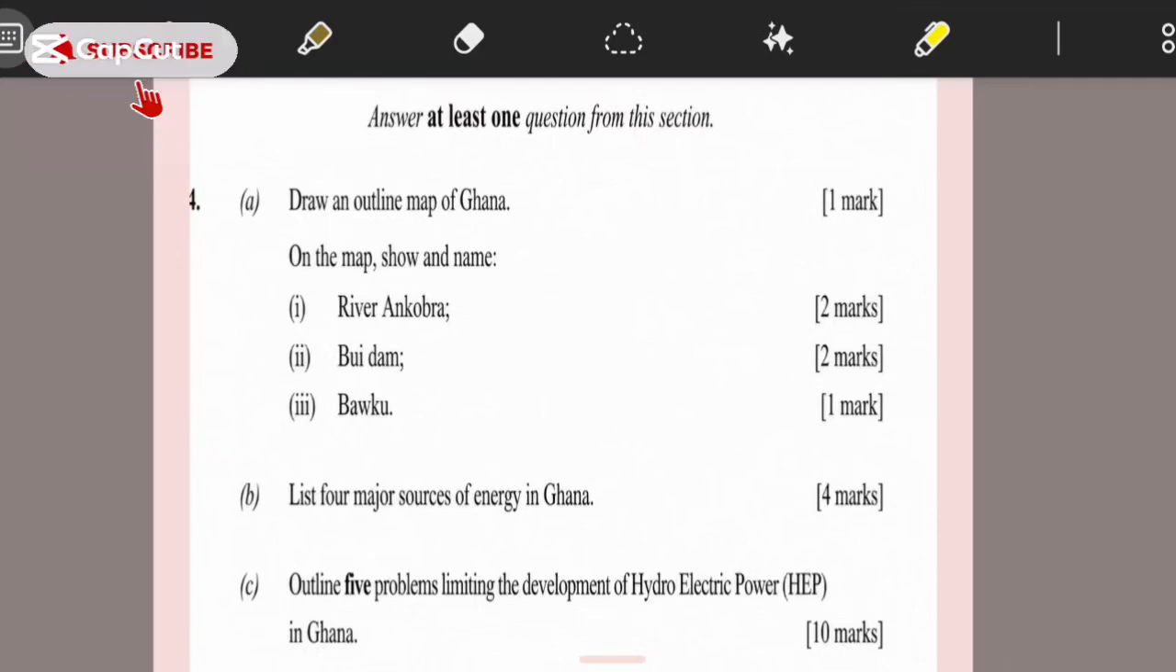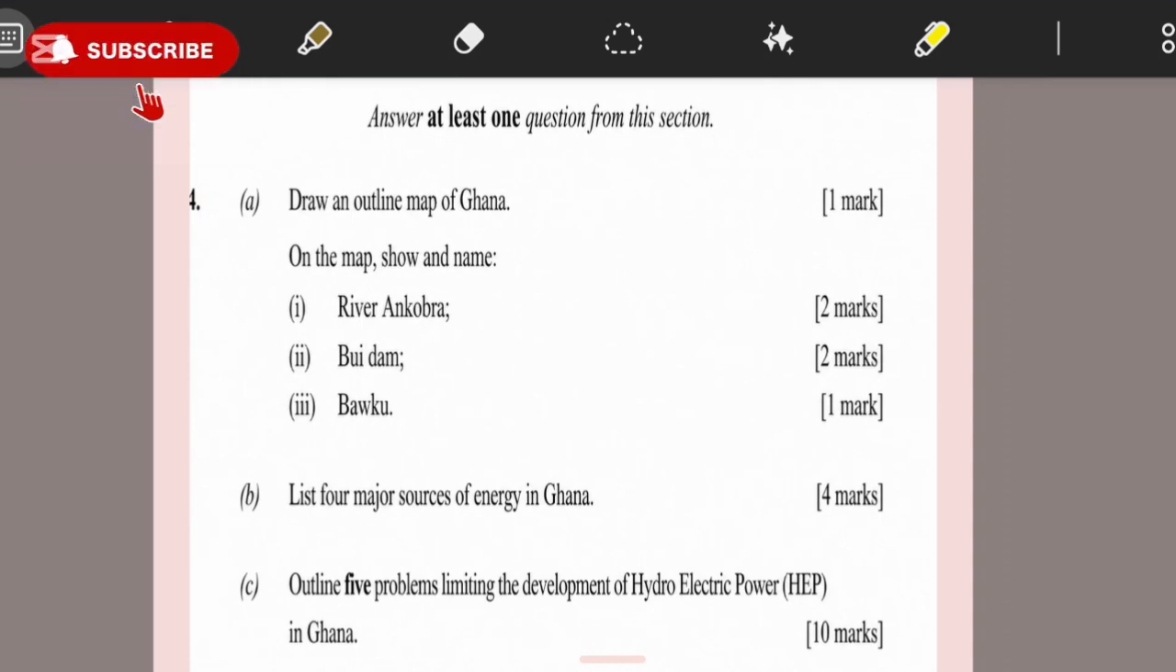Don't move. This is a question that appears in WASSCE almost every year. I am Dave. Today we are solving a problem that appears in our exams almost every year. Let's solve together so you don't have a problem when you meet it somewhere.